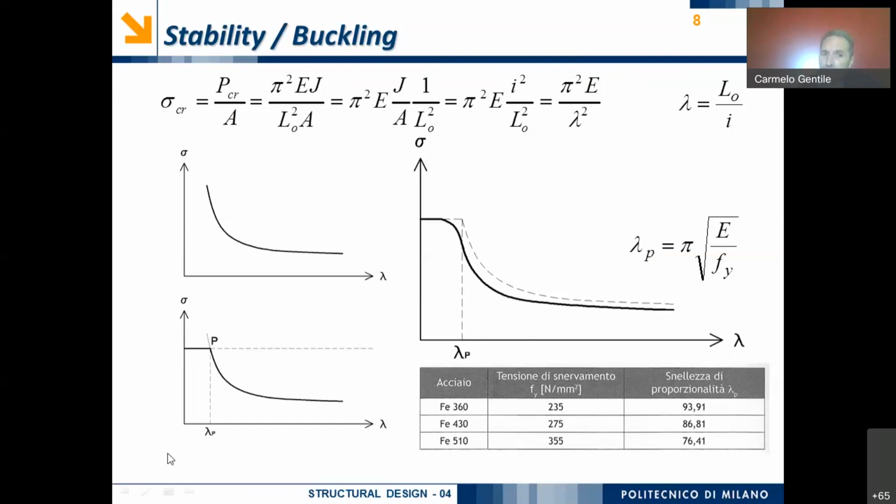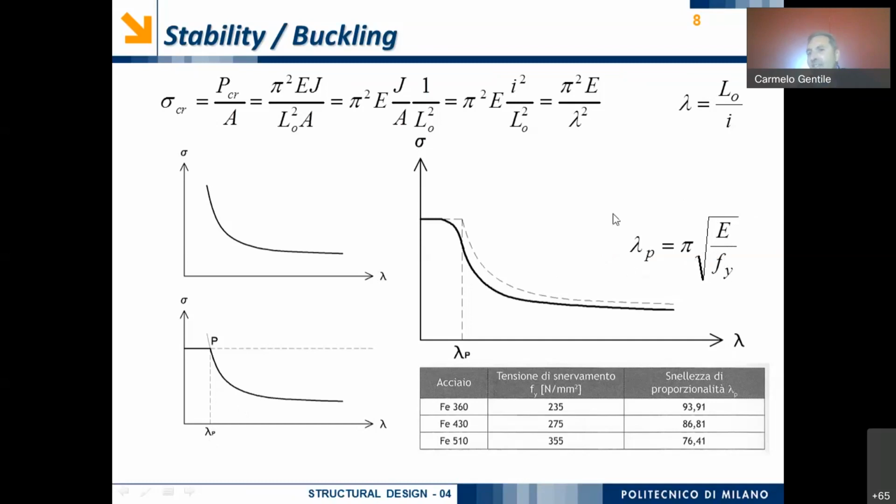Of course, it is possible to define, corresponding to the yielding stress Fy, a value of slenderness of proportionality. The slenderness lambda p is called slenderness of proportionality, and it is equal to π times the square root of Young's modulus over Fy.